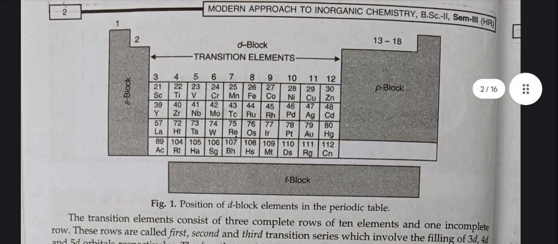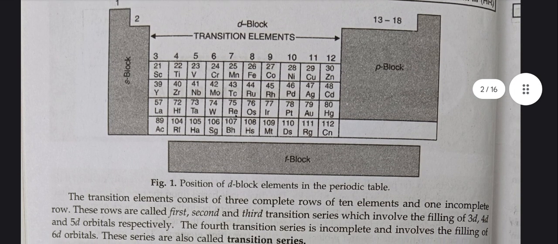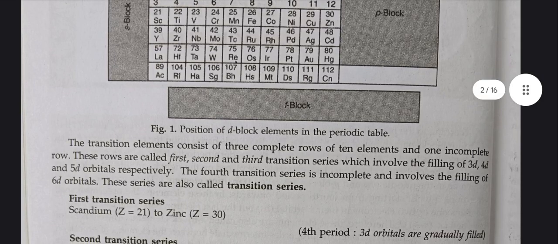Position of d block elements in the periodic table is shown in the above figure. The transition elements consist of three complete rows of 10 elements and one incomplete row. These rows are called first, second, and third transition series, which involve the filling of 3d, 4d, and 5d orbitals respectively. The fourth transition series is incomplete and involves the filling of 6d orbitals. These series are also called transition series.